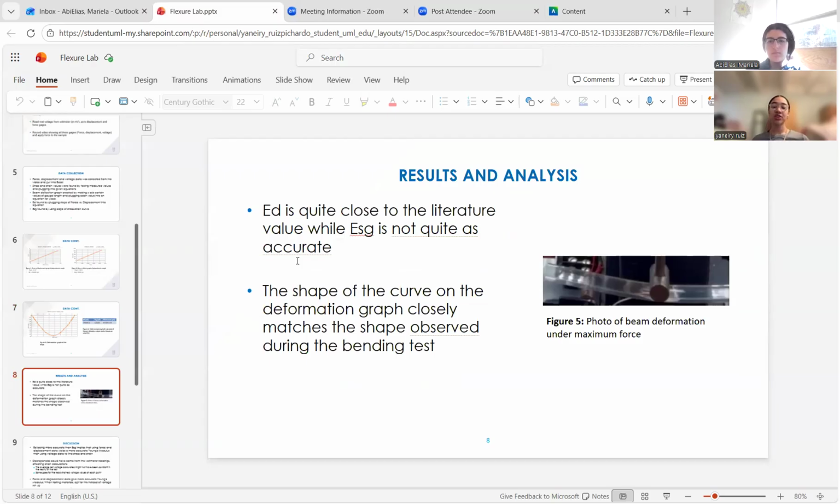For the Young's modulus, the one using the displacement was quite close to the literature value, but the Young's modulus using the strain that was given by the voltage was not quite as accurate. The shape of the curve on the deformation graph closely matched the shape observed during the bending test. And figure 5 shows a photo of the beam deformation under the maximum force.